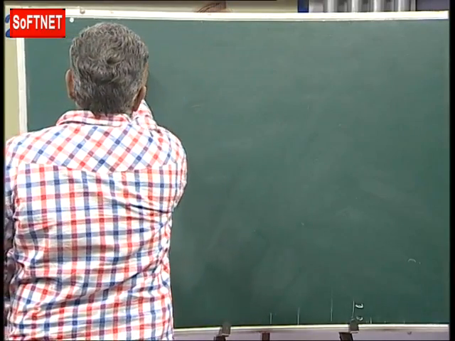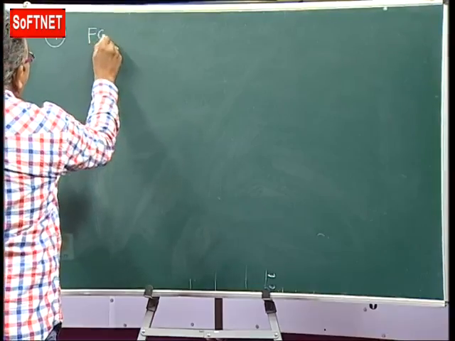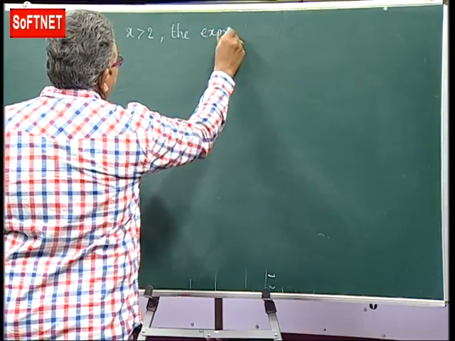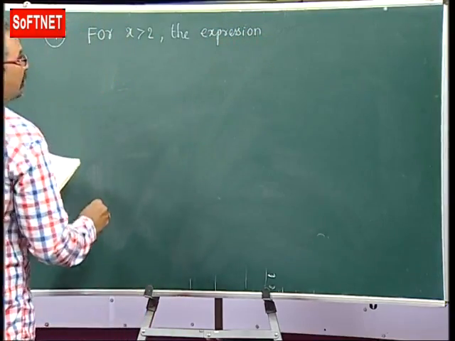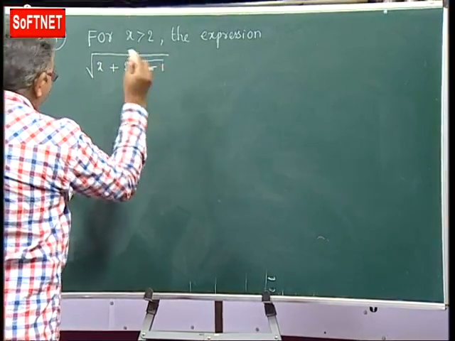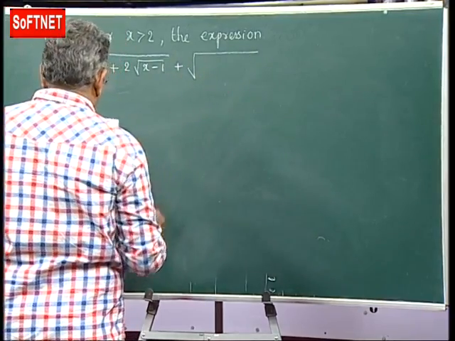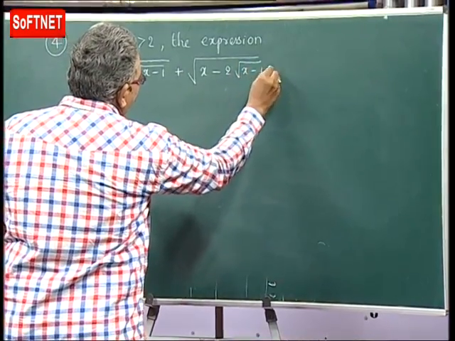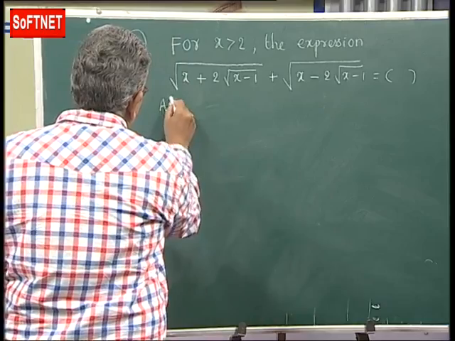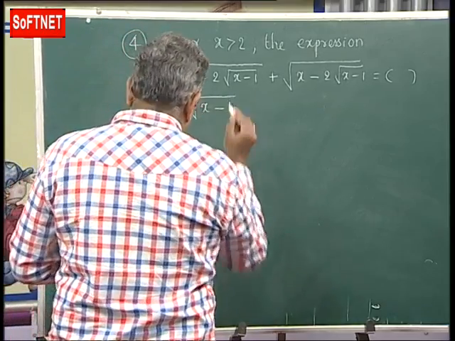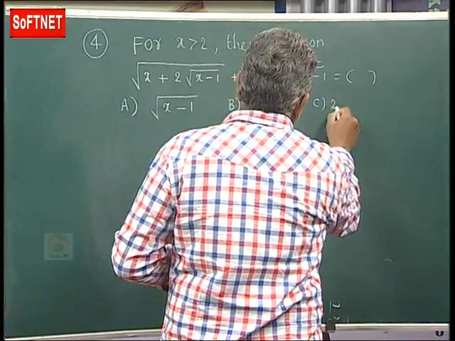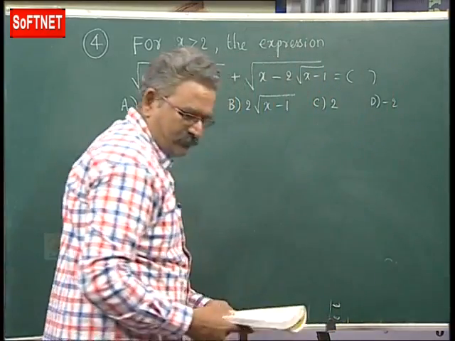Next, fourth problem. For x greater than 2, the expression root of (x plus 2 root of x minus 1) plus root of (x minus 2 root of x minus 1) is equal to: A, root of x minus 1; B, 2 root of x minus 1; C, 2; D, minus 2. So this is the question.